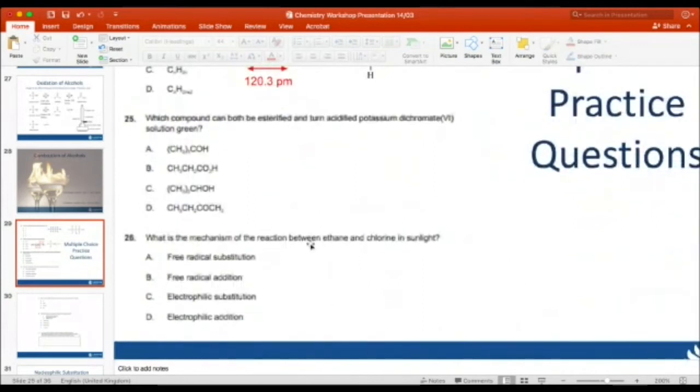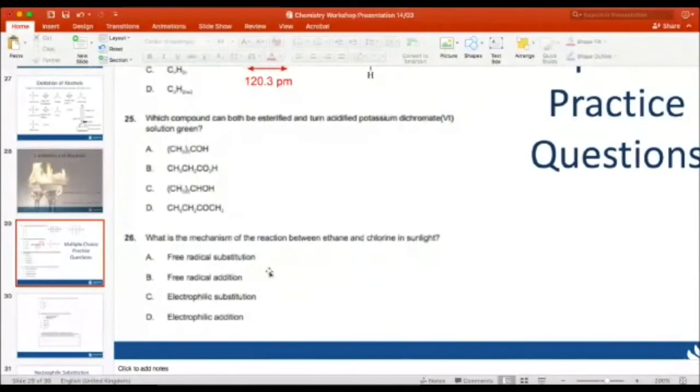Last one here, 26. Which mechanism reaction between ethane and chlorine in sunlight? Sunlight, remember, is a source of UV. Ethane's an alkane, so it can only combust or do free radical substitution. So it's just got to be A. You don't have free radical addition anywhere in the syllabus. You don't have electrophilic substitution either. But you do have electrophilic addition, which is in alkenes.